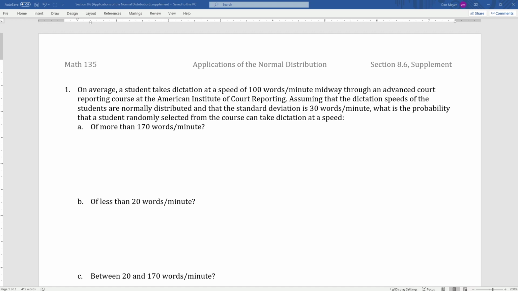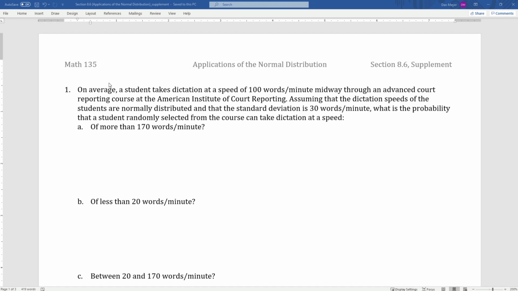In number 1, it says on average a student takes dictation at a speed of 100 words per minute midway through an advanced court reporting course at the American Institute of Court Reporting. Assuming that the dictation speeds of students are normally distributed and that the standard deviation is 30 words per minute, what is the probability that a student randomly selected from the course can take dictation at a speed in part A of more than 170 words per minute?